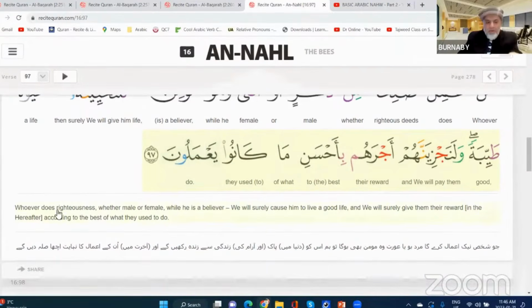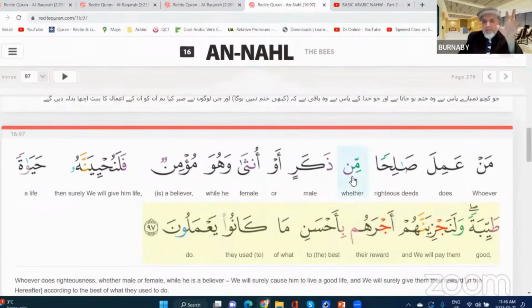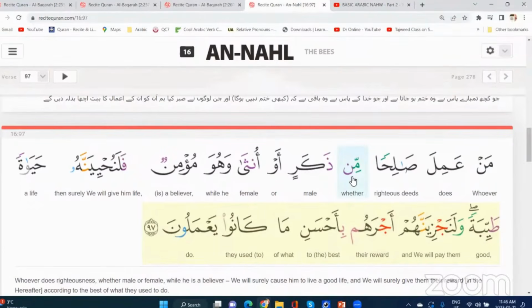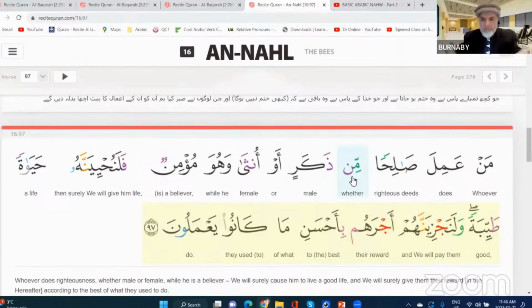Whoever does righteousness, whether male or female, while he or she is a believer, we will surely cause him or her to live a good life, and we will surely give them their reward in the hereafter according to the best of what they used to do. So will this motivate us to inshallah increase our good iman, good amal? Inshallah. Are we ready to come out of our comfort zone and push ourselves a little?